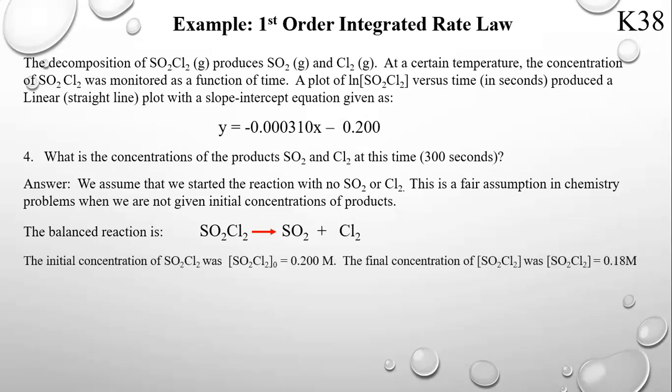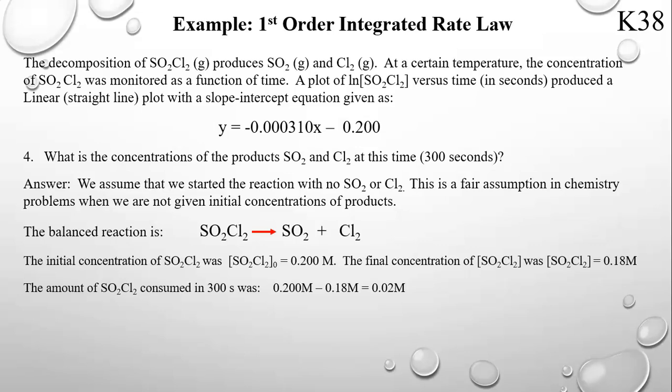So the initial concentration of SO2Cl2 was 0.20 molar. The final concentration that we figured out in the last part went down to 0.18 molar. So the amount of SO2Cl2 that was consumed is the initial concentration minus the concentration at the end of the 5 minutes. So that's 0.2 minus 0.18, and that gives you 0.02 molar.